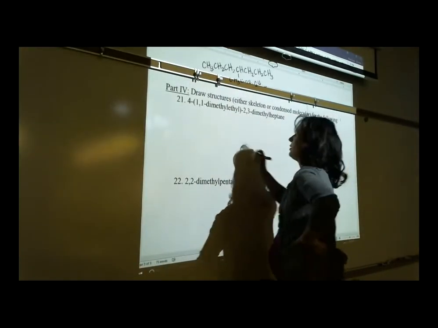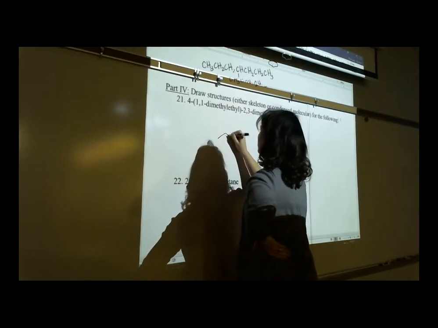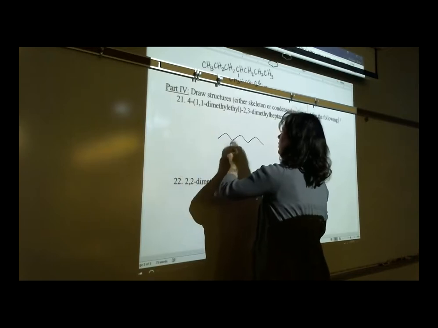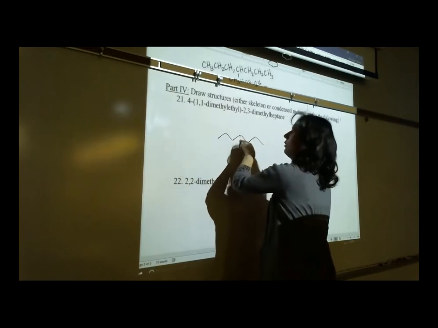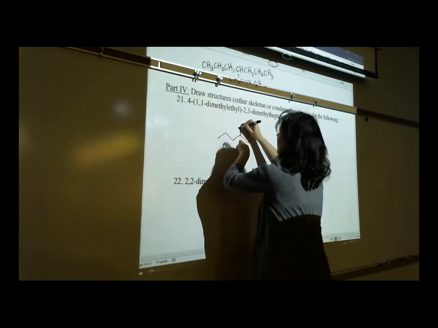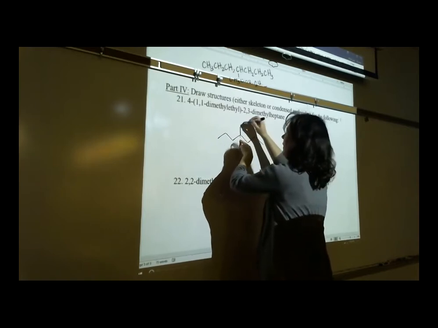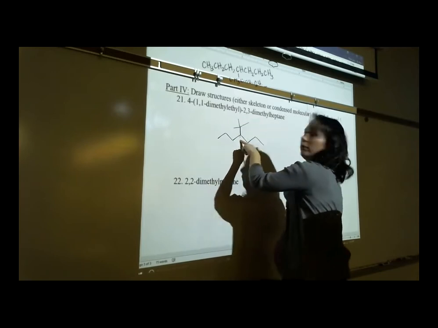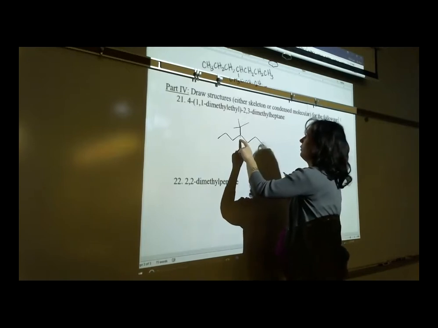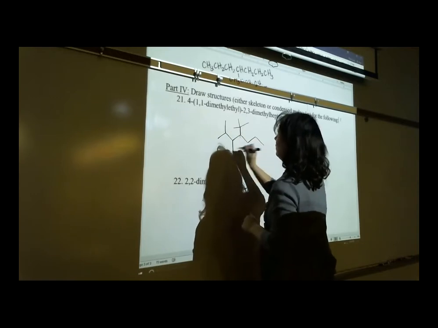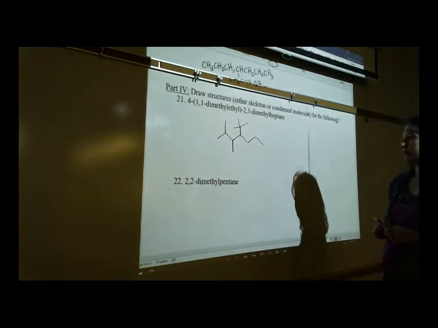Okay, this is a heptane, so it's 7. So 1, 2, 3, 4, 5, 6, 7. On carbon number 4, 1, 2, 3, 4. So there's carbon number 4. We've got dimethyl ethyl. So there's the ethyl, and there's the 1,1-dimethyl. Do we agree on that part? And then we've got 2,3-dimethyl. Did you get that one?